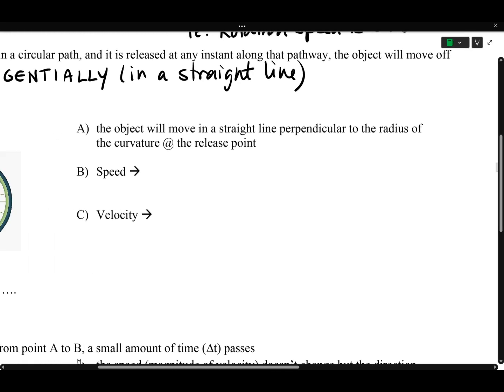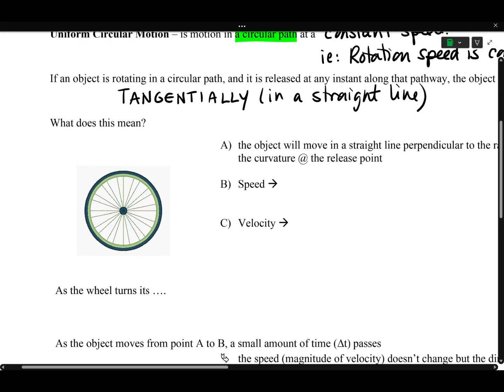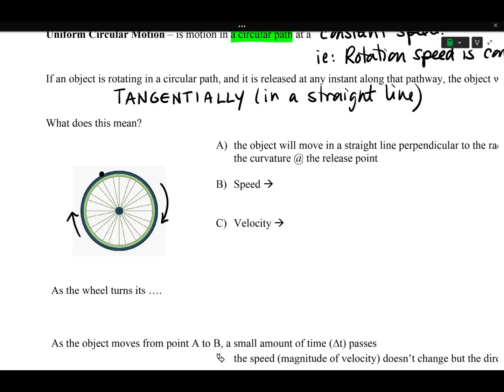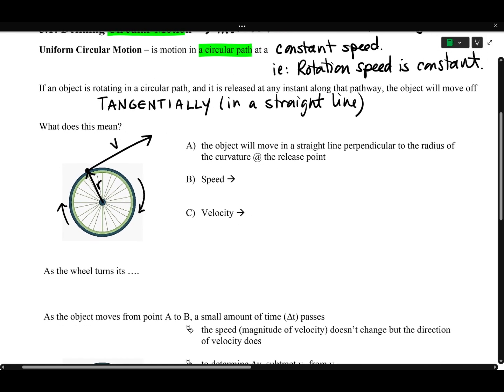Okay, so let's write that stuff down. So what does this mean? If we had an object on the edge of this tire and the tire was rotating around, think of it like a rock stuck in the wheel, the object is a radius distance away from the center. So this is the radius of the circle. When we cut that string, or when it's released from the wheel, it is going to fly off in a straight line. That would be our velocity. It's going to move in a direction perpendicular to the radius.